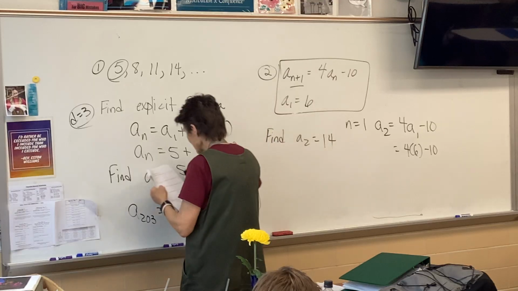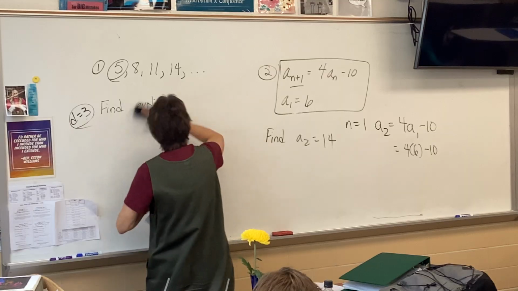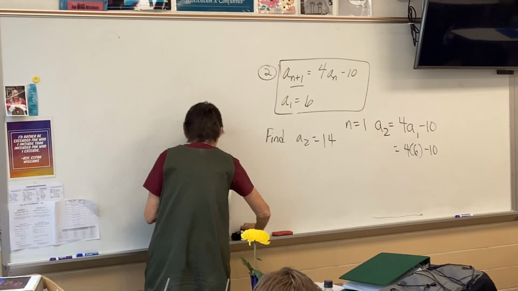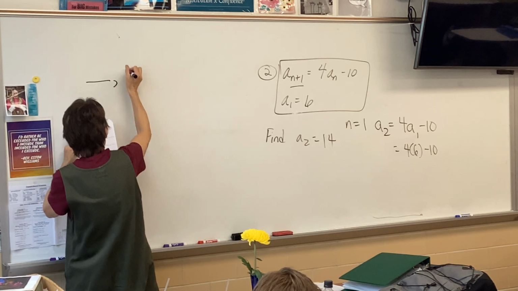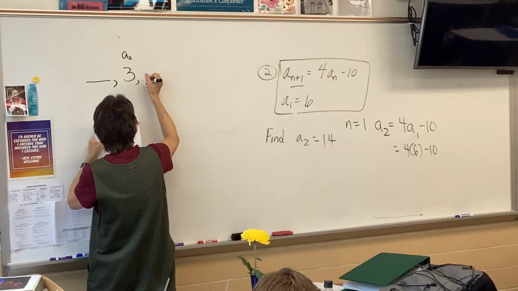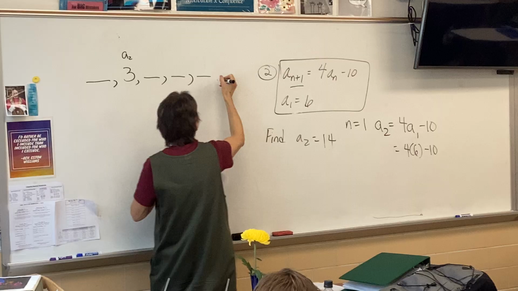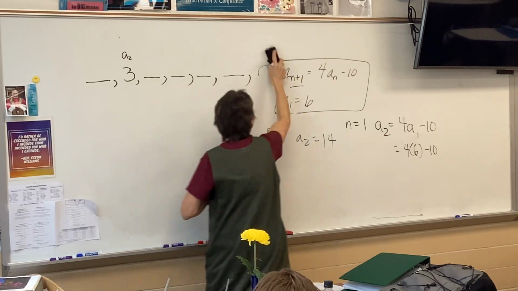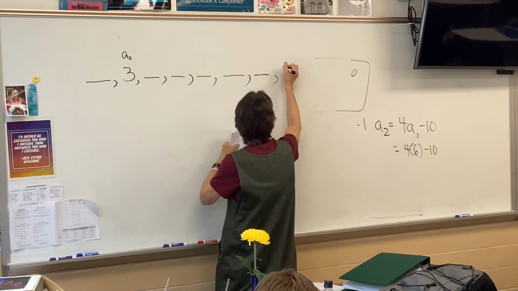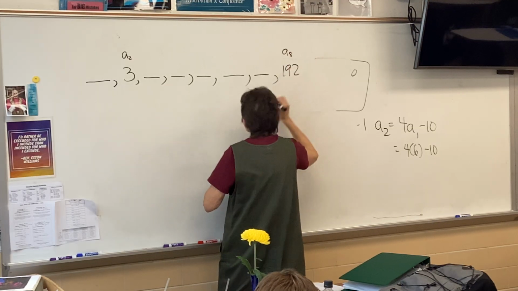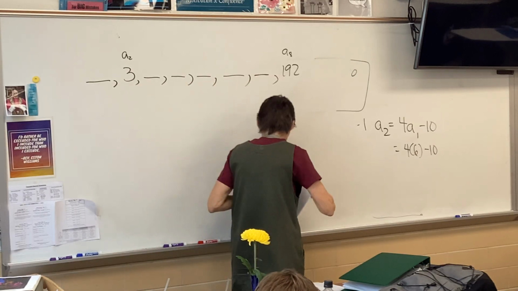We are on 6B. We have a geometric sequence where the second term is 3, and the 8th term is 192. So, first, 1, 2, 3, 4, 5, 6, 7, 8. Yep, got it.